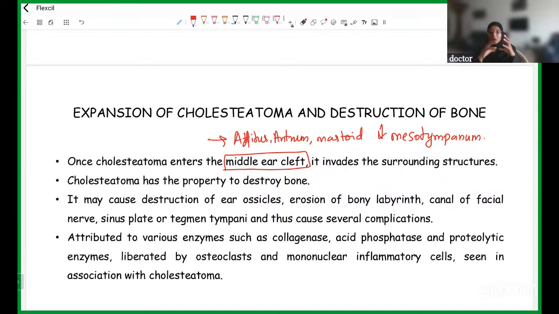Now, cholesteatoma has a property to destroy bone. That is the biggest property that cholesteatoma has. It causes destruction of ear ossicles. It will destroy the labyrinth. It will destroy the canal of the facial nerve. It will destroy the sinus plate and tegmen tympani. It will destroy anything that comes in its way.